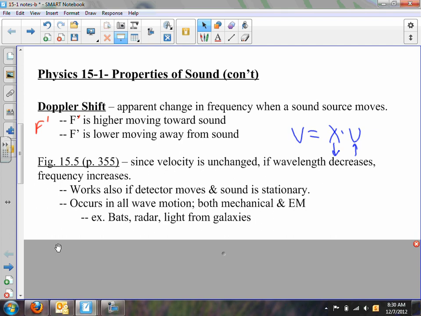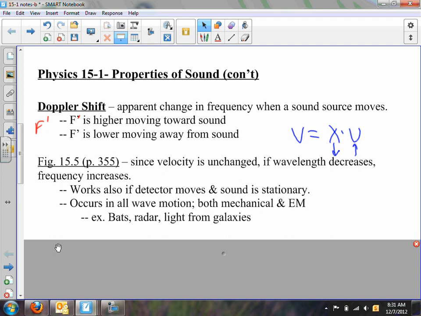Now this occurs in all types of wave motion, both mechanical waves and electromagnetic waves. This is how bats, which really can't see, can detect there are objects around. A bat flies, sends out a frequency, and if the reflected pitch is higher, then the object must be flying towards him. If it's lower, the object is flying away from him because it's stretching the wavelengths.